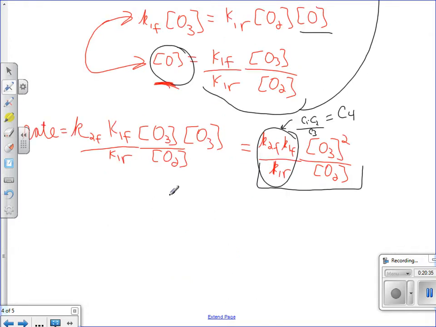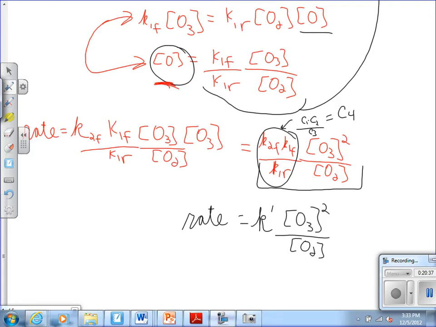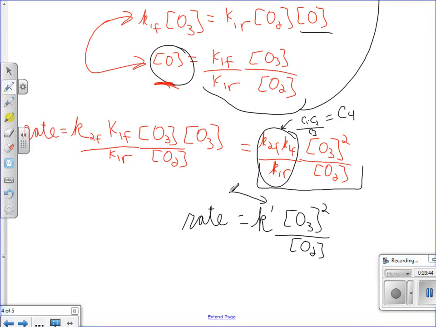So I could write this as, the rate is K prime, O3 squared over O2. And the reason why we put that prime there is just to note that it is not the rate constant for step 2. This does not equal K2F. Doesn't equal K2F. So we put a little K prime there.